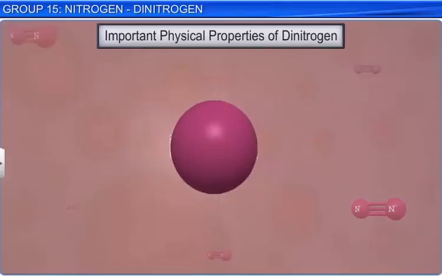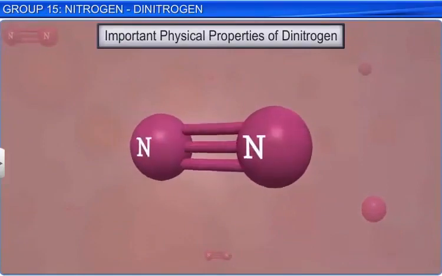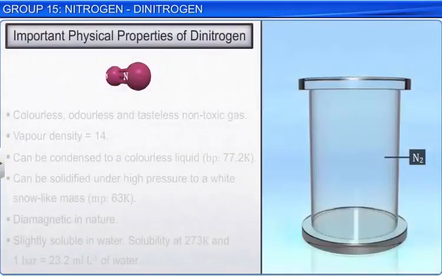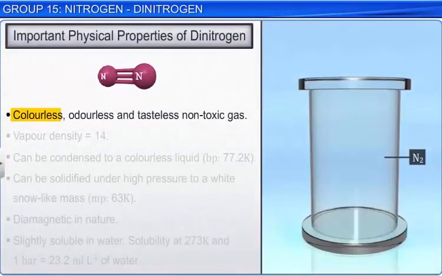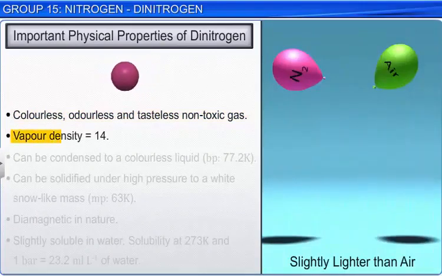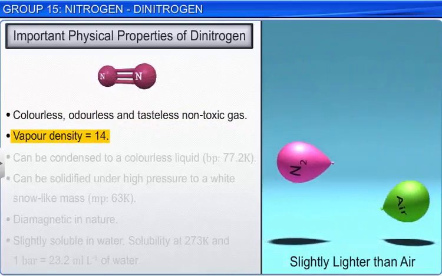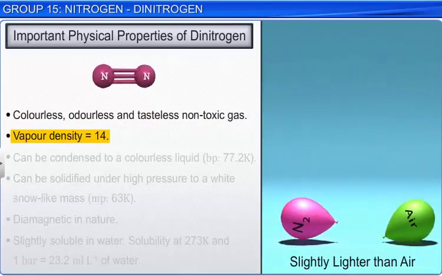Let us now look at some important physical properties of dinitrogen. Dinitrogen is a colorless, odorless, and tasteless non-toxic gas. Its vapor density is 14. Hence, it is slightly lighter than air.